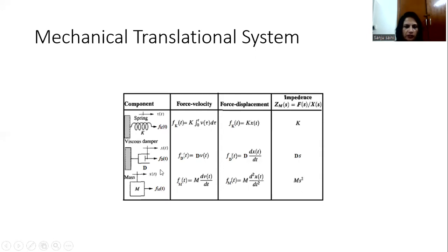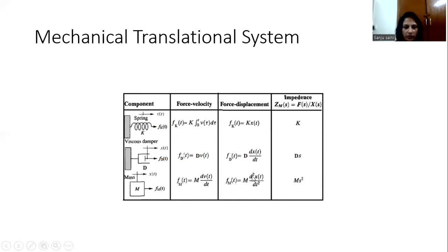This is proportional to the velocity. This is the viscous friction. So opposing force is equal to D multiplied by dx(t)/dt. D is representing the damping constant. So this is the opposing force developed by the viscous friction, and this is the mass. And the inertia force by the mass is represented as m multiplied by a.